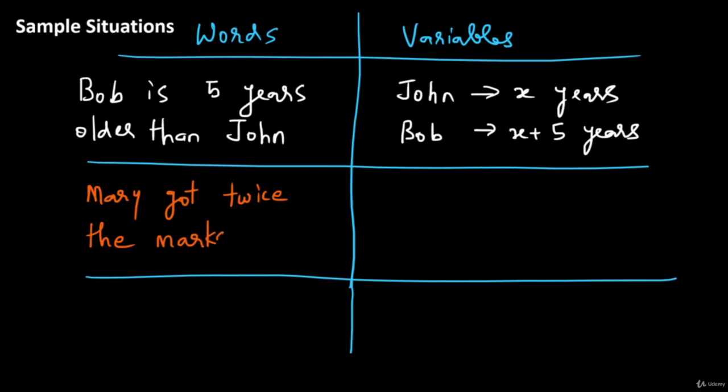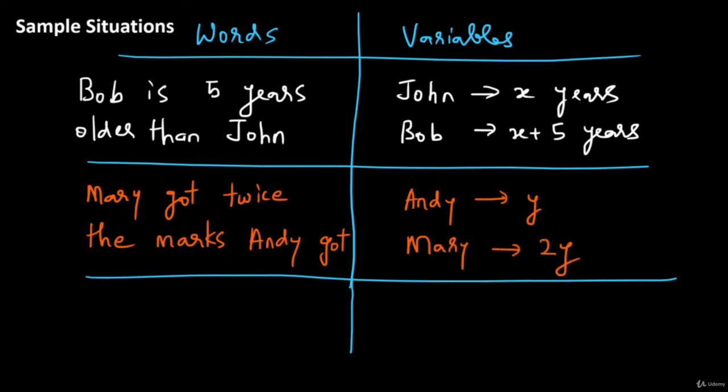Mary got twice the marks Andy got. So how do we convert that to variables? Let's take Andy's mark as Y. Now it's given that Mary got twice the marks of Andy. So Mary would have got 2Y marks, right? Now you could do it the reverse way also. If you take Mary's marks as X, then Andy's marks would be X by 2, right? So both are right. All right.